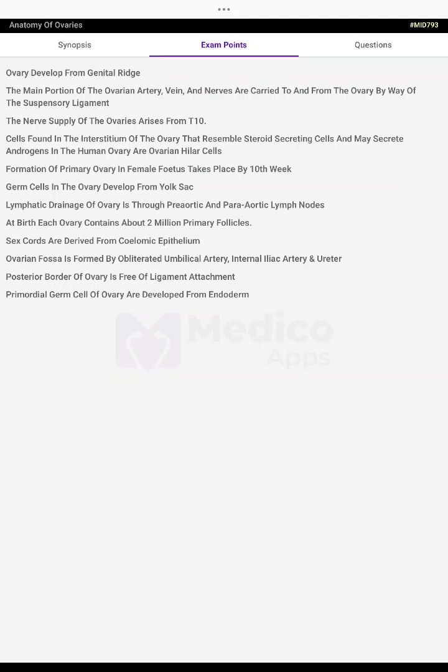The ovary develops from the genital ridge. The main portion of the ovarian artery, vein and nerves are carried to and from the ovary by way of the suspensory ligament. The nerve supply of the ovaries arises from T10.